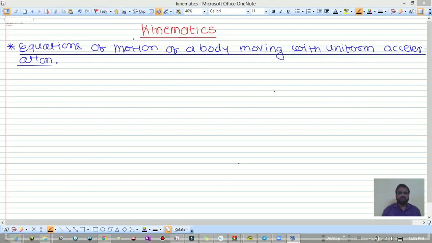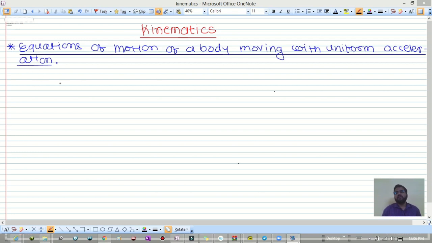So in this video we'll do theory of kinematics and some problems related to kinematics. Okay, so in this we have equations of motion of a body moving with uniform acceleration, and the starting part of the kinematics which I gave in the other video. If you want to see that, you can go into the description and click on that link. Okay. So we have equations of motion of a body moving with uniform acceleration.